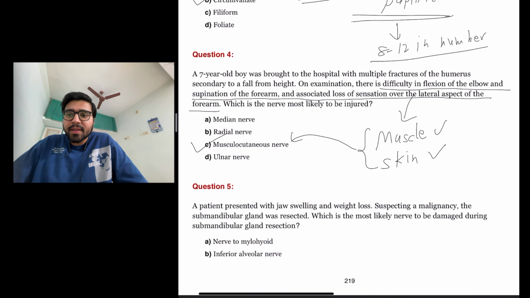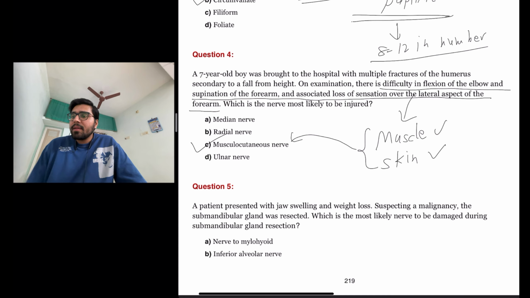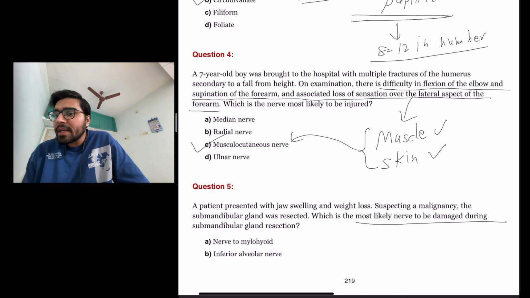The next question is: a patient presented with jaw swelling and weight loss. Suspecting a malignancy, the submandibular gland was resected. Which is the most likely nerve to be damaged during submandibular gland resection? They are asking the most likely nerve to be damaged during submandibular gland dissection.